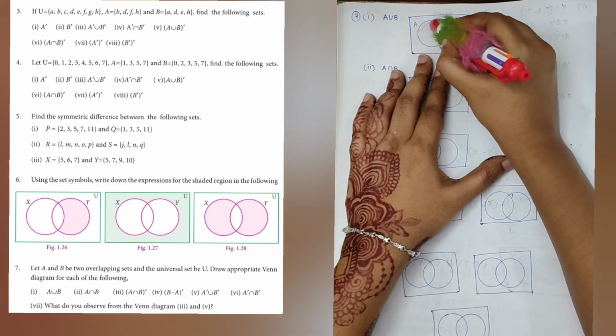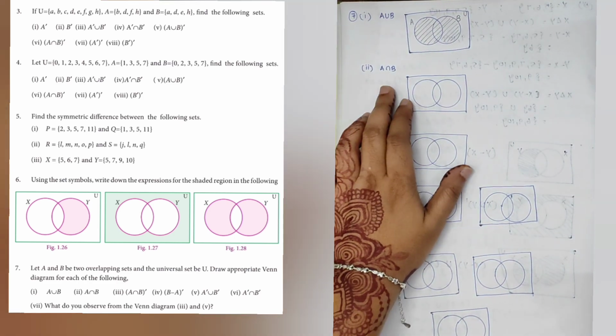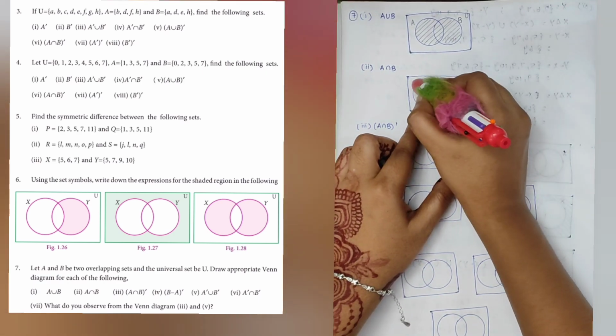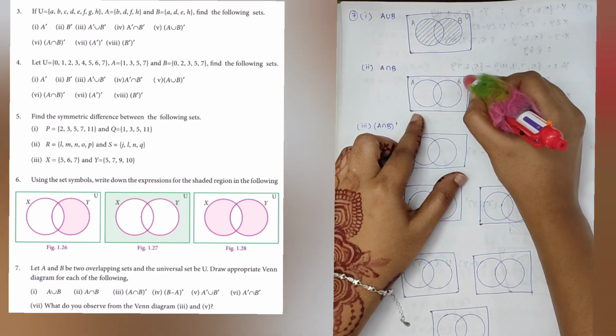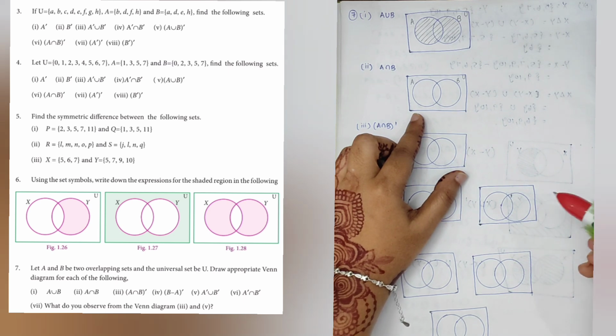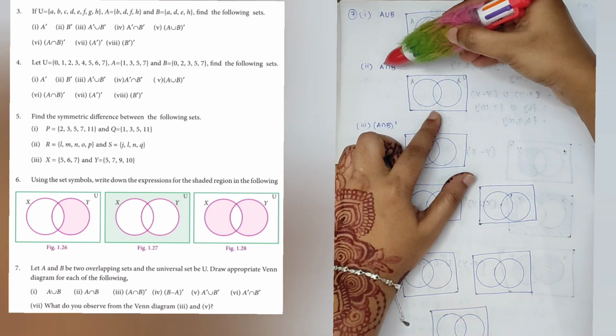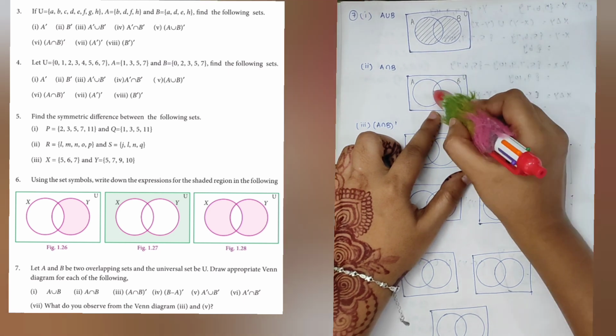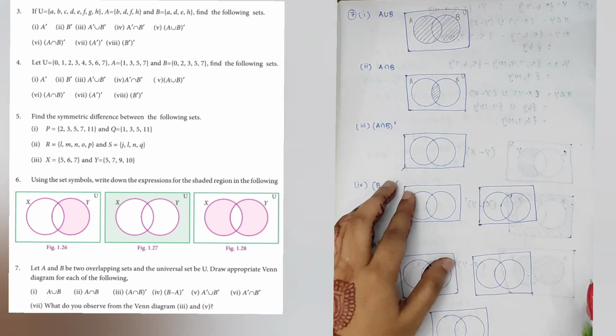Okay, so shade it. Now for A intersection B, you're going to shade only the intersection part of the A and B circles. So first of all, you have to mark the circles as A, B and mark the universal set U. Now shade the intersection part because it is given here A intersection B. So you have to shade the intersection part of both the circles A and B. So shade it.